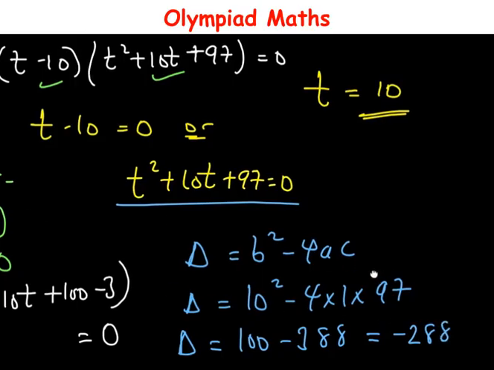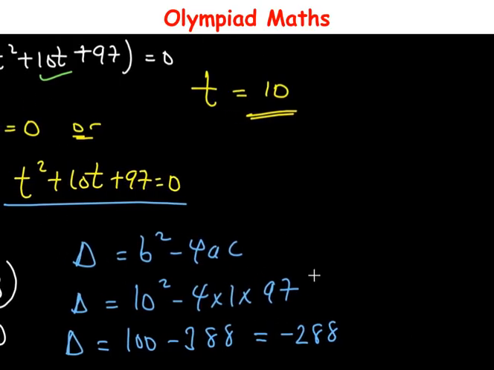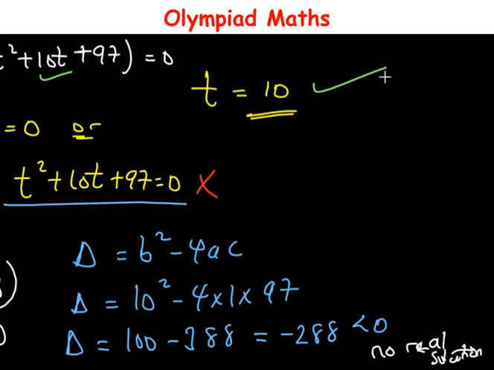So looking at this, the value is simply less than 0. This means that there will be no real solution from this given equation. So we can't work with this. So we'll work with the value of t equal to 10. And by the way, the goal is to solve for x minus 1 over x.